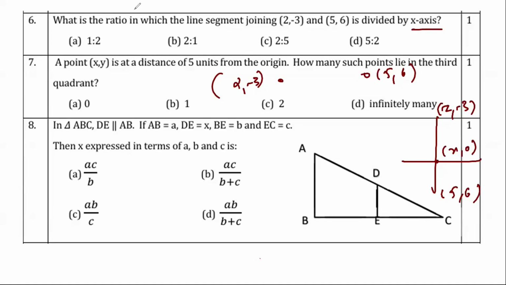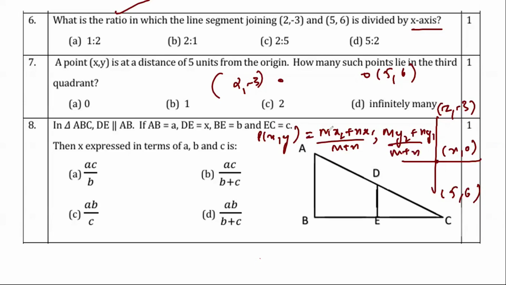Now, because we have to find out the ratio, for ratio we always use the section formula. So what is the section formula? First of all, I will write it. P of (x, y) is equal to (m x2 plus n x1) over (m plus n), comma, (m y2 plus n y1) over (m plus n).